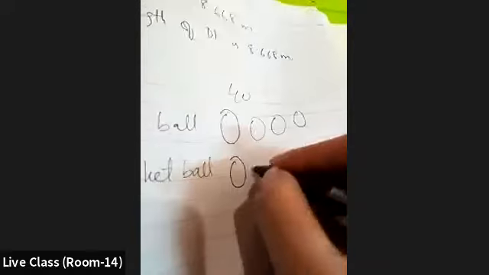And the second one is basketball. How many students play basketball? 60. Very good. One ball is already there, and you have to make 5 more balls: 10, 20, 30, 40, 50, and 60. You have to complete the pictogram like this properly, okay?